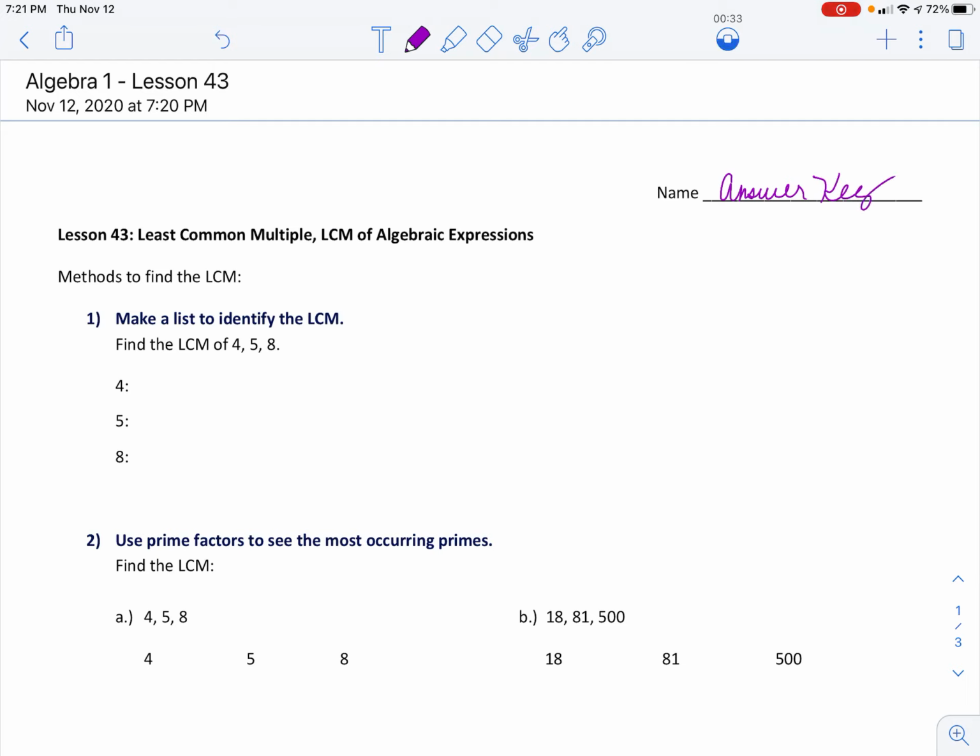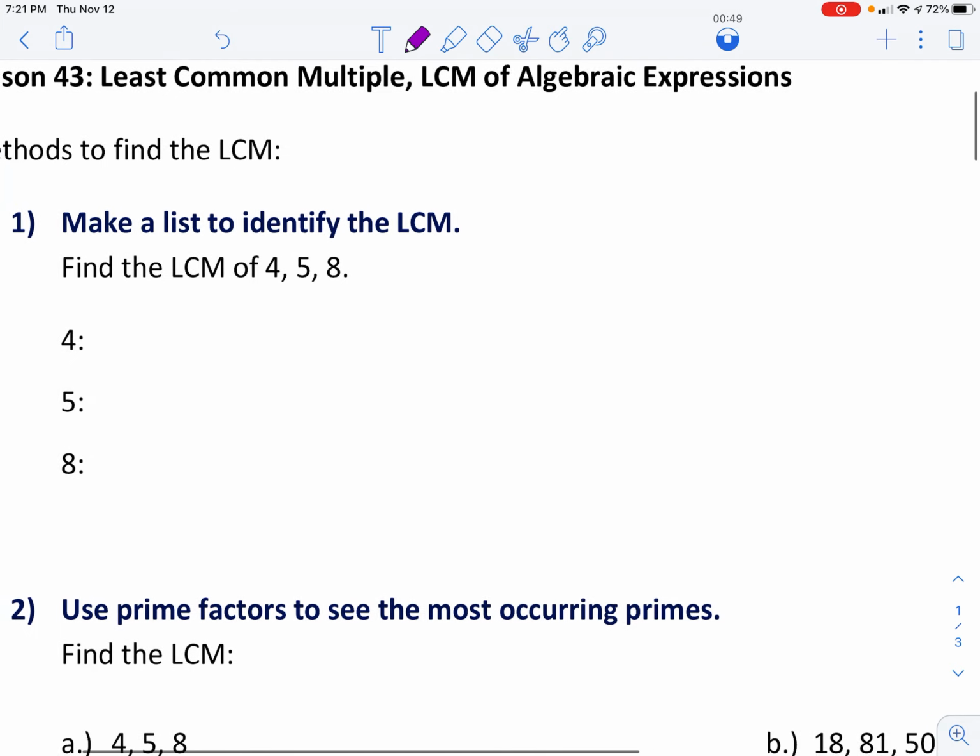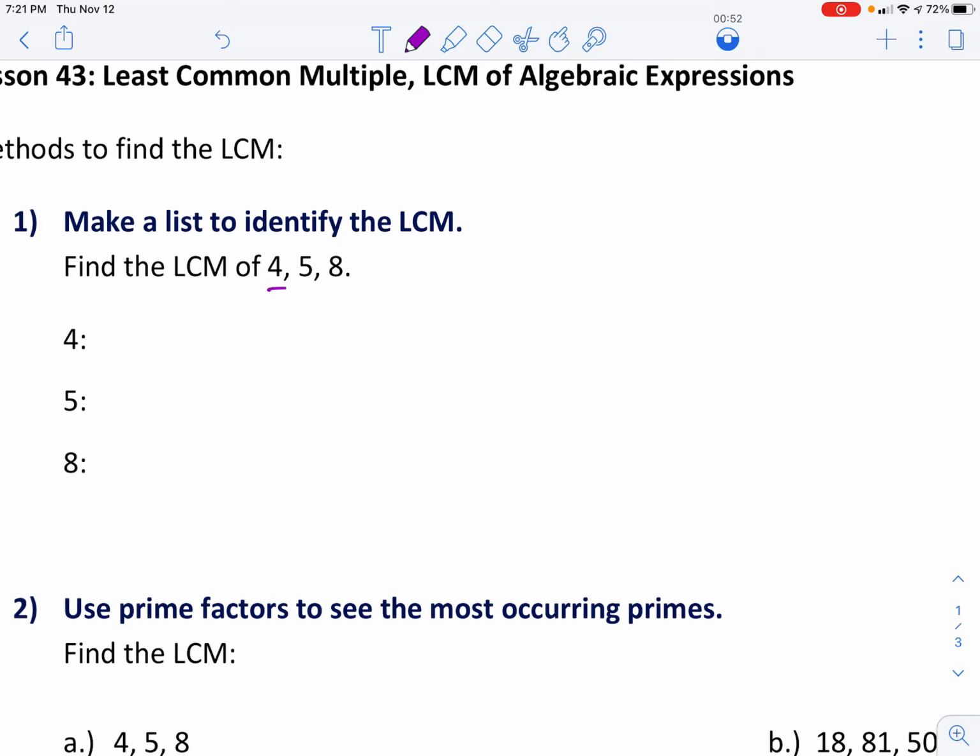And the question that we ask ourselves when we're looking for the least common multiple is, what is the smallest number that's divisible by all three numbers or two numbers or four numbers, or however many numbers you have listed that you're trying to find the least common multiple of? So for example, in number 1 over here, we have 4, 5, and 8. So we have three numbers we're going to look at. So the question is, what is the smallest number divisible by all three of these numbers?